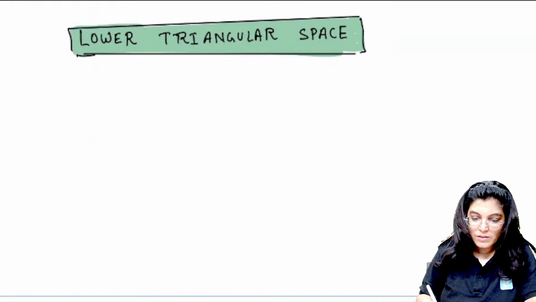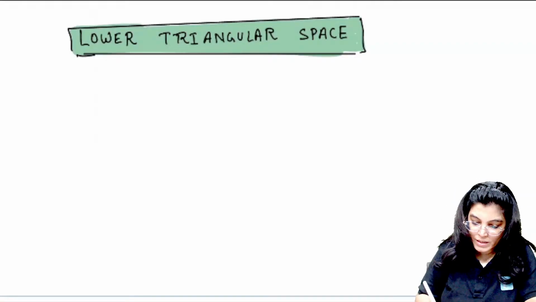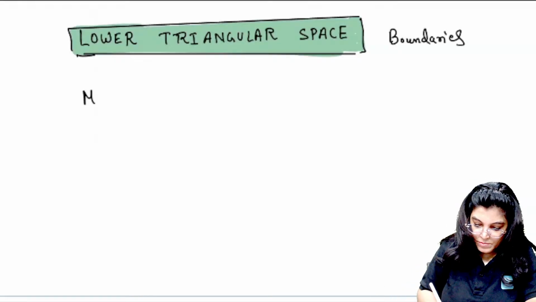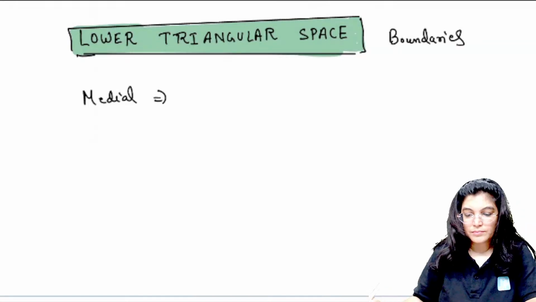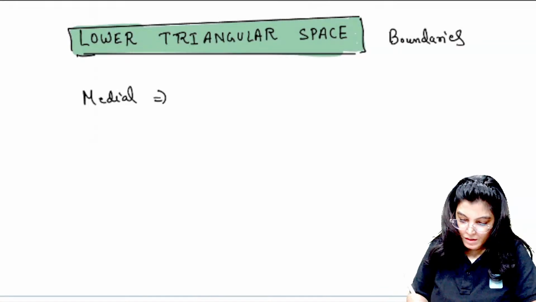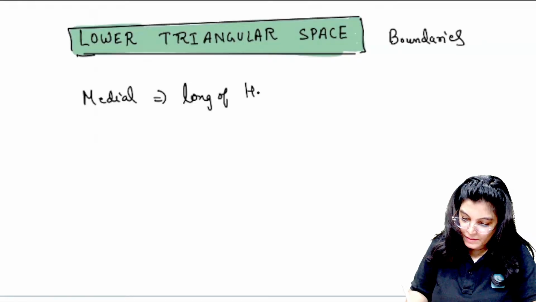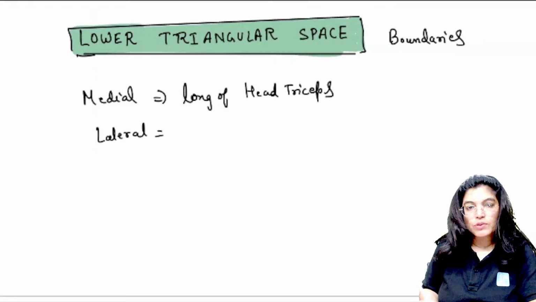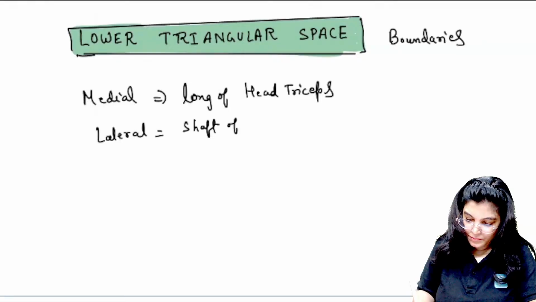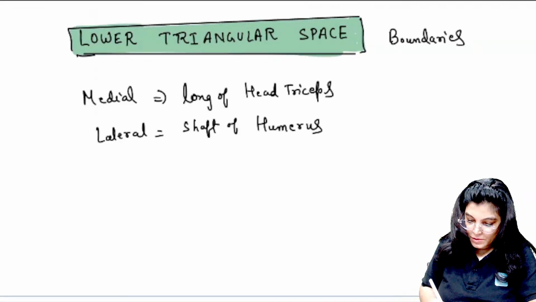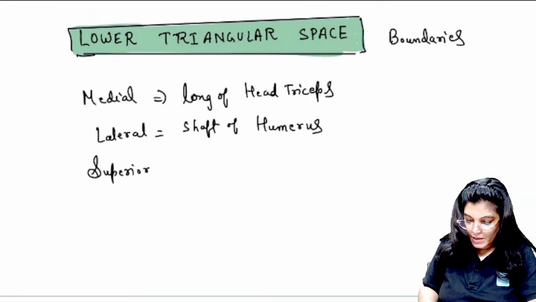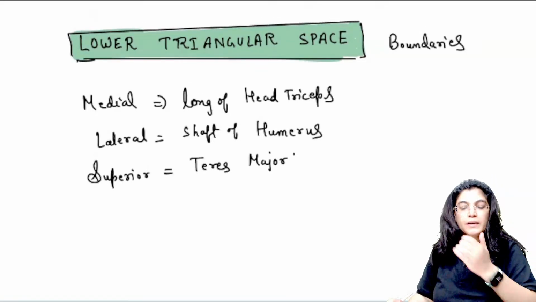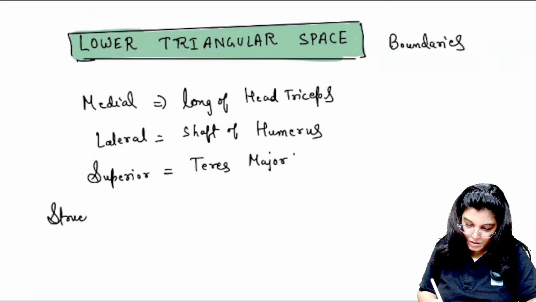Lower triangular space. If I am talking about the lower triangular space, its boundaries are: medially, it is bounded by the long head of triceps; laterally, it is bounded by the shaft of the humerus bone; and superiorly, it is bounded by the teres major muscle. Got it? Now coming to the structures passing through this space.